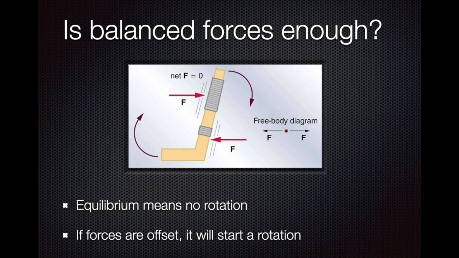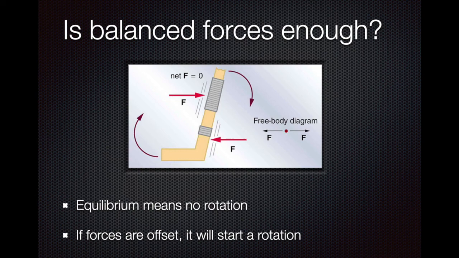But is that enough? Here we take those same two forces and just move them away from the center of mass. Now we can see that the arrows there that are kind of purplish in color indicate that the hockey stick is going to rotate. But our free body diagram still shows the same picture. We have a force to the left and a force to the right. They balance each other out.